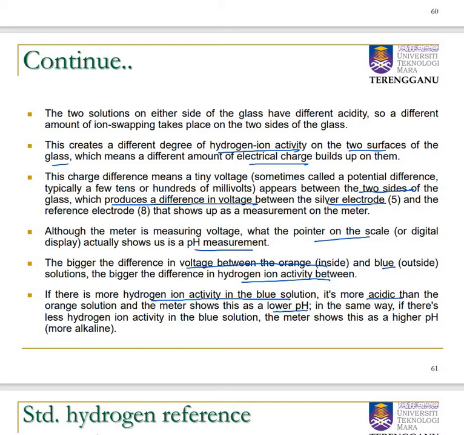In the same way, if there is less hydrogen ion activity in the blue solution, the meter shows a higher pH. So the solution is alkaline.